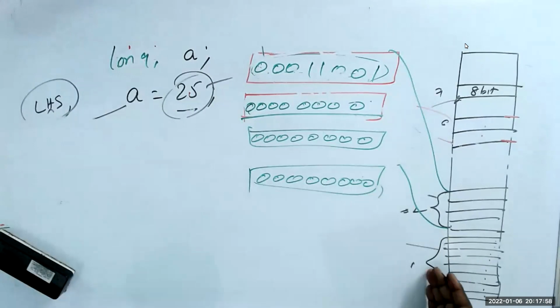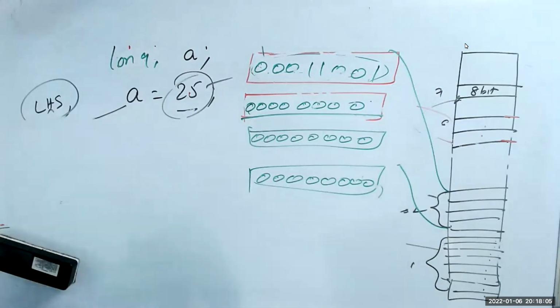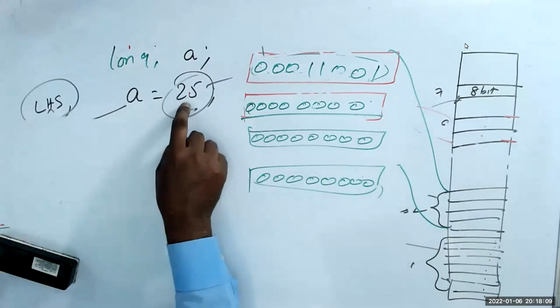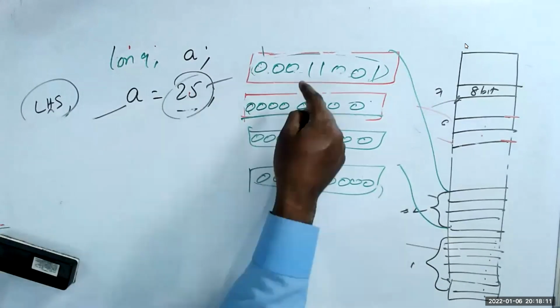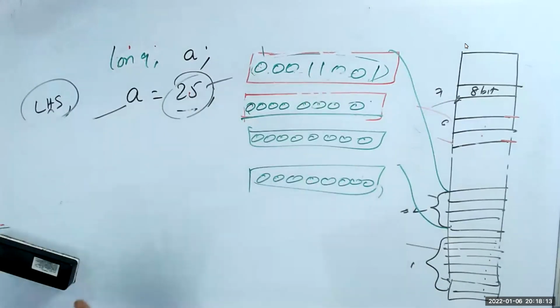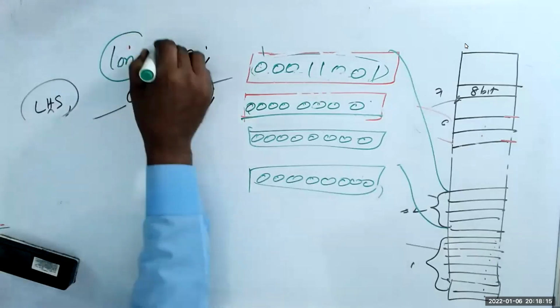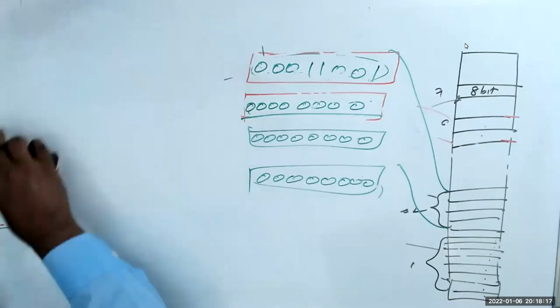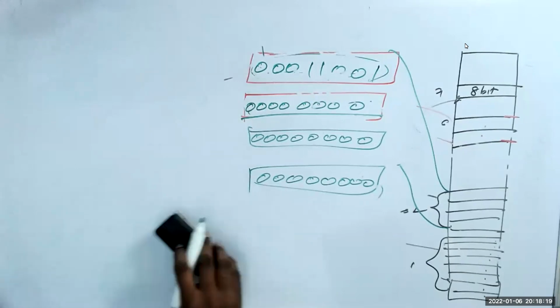Then think of long, same thing. So think, there's a trick here. You may be using the same number, but how it is stored in memory is different for different declarations. This is fine. They're all fine now.